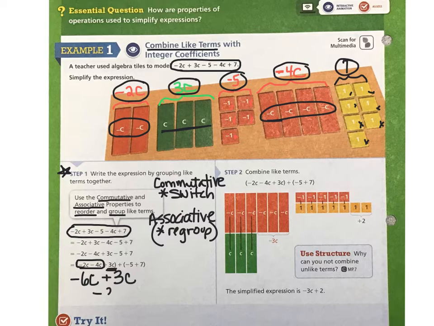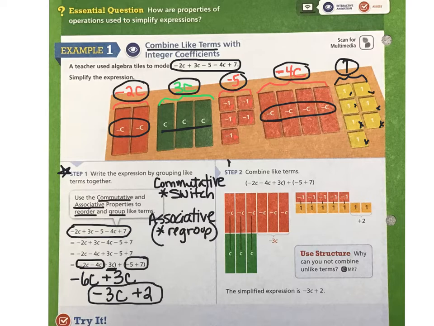of negative 3C. Then look at the number parts. You have a negative 5, and then you have a positive 7. So when you put together negative 5 and positive 7, you end up with a positive 2. So we're grouping together the terms that are alike so that we can combine those terms together.